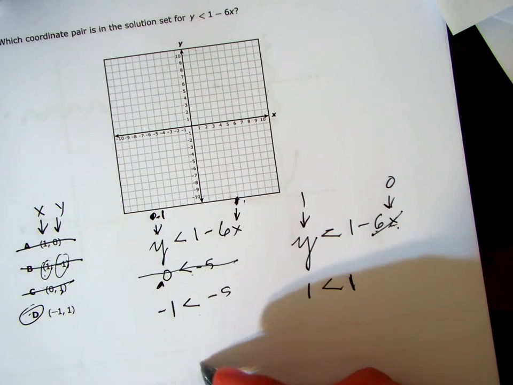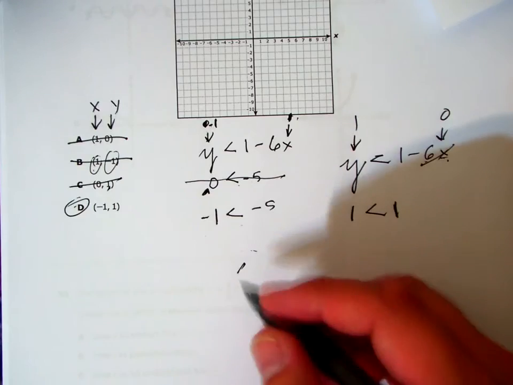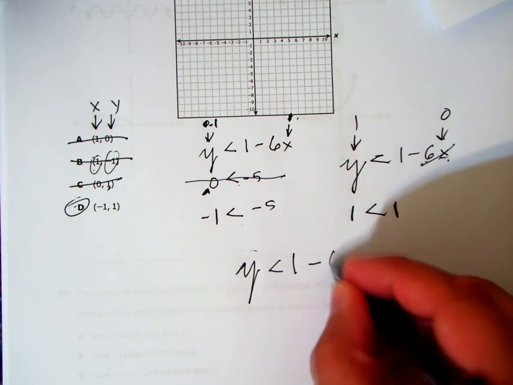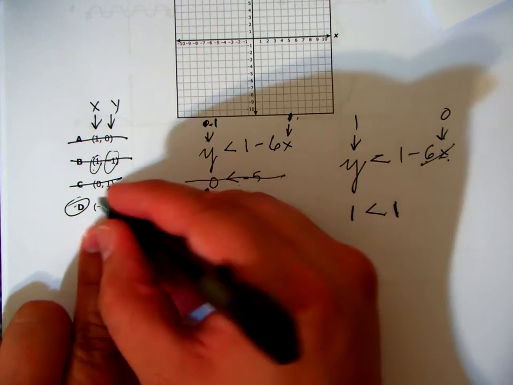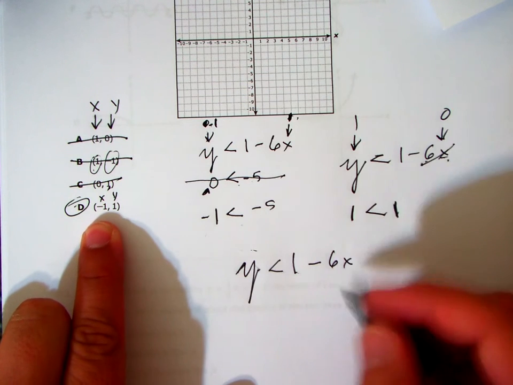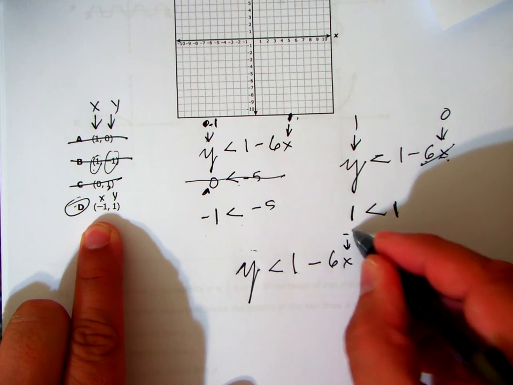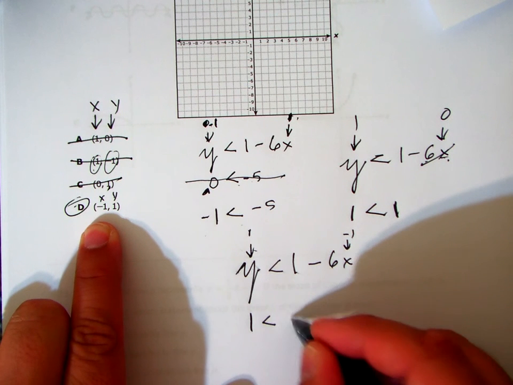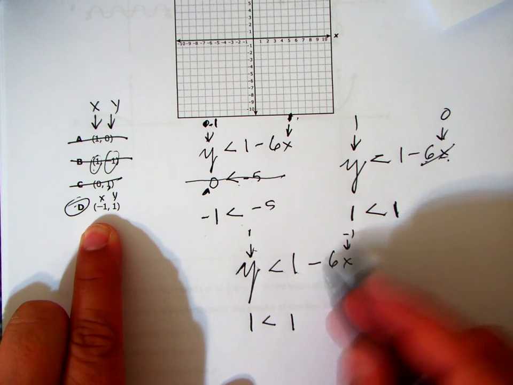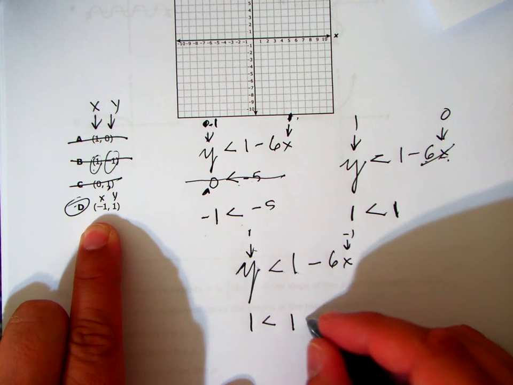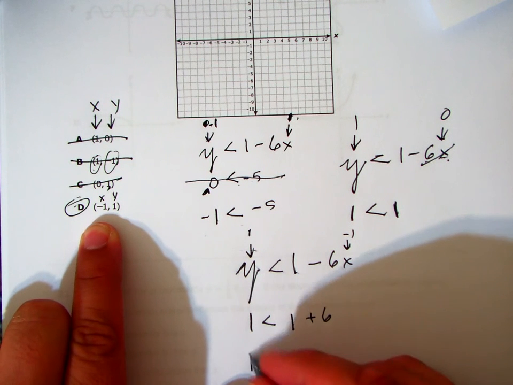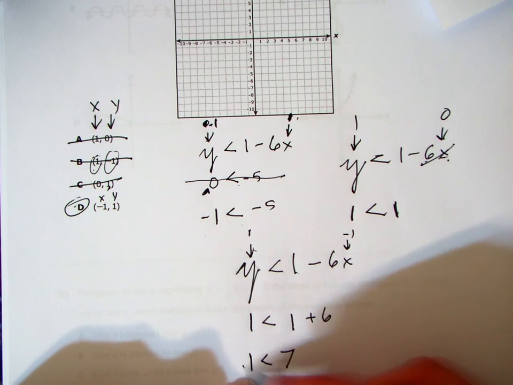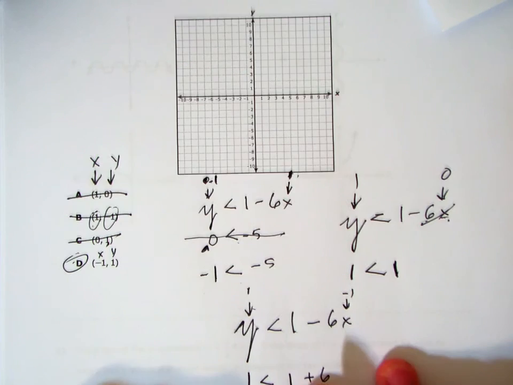But just so we can make sure it works, y is less than 1 minus 6x. So this is your x, this is your y. So for x, I'm going to put a -1. For y, I'm going to put a 1. It's less than 1 minus 6 times -1. -1 times -6 is what, y'all? +6, right? So is 1 smaller than 1 plus 6, which is 7? Is 1 smaller than 7? Yes. That's why it's D.